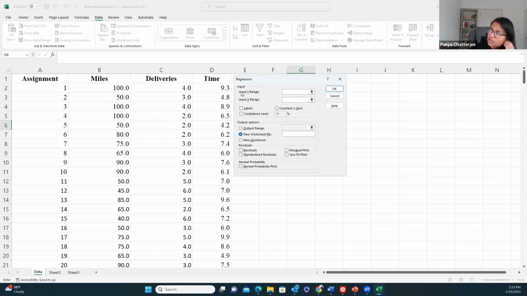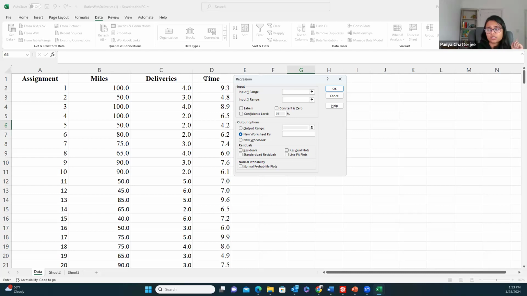The first thing you need to tell Excel is what is your input Y range, right? So what is Y? Y is your dependent variable, right? So where is the dependent variable? What is the range of the dependent variable in your Excel workbook? It's time, we know. So we are going to select all of the time.